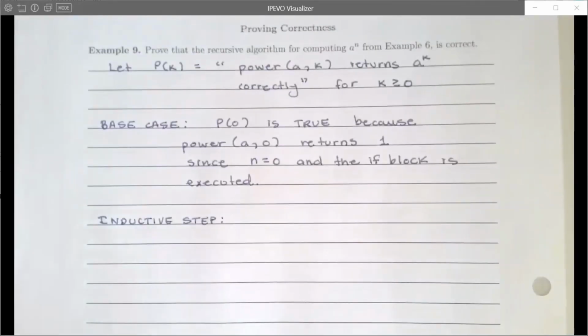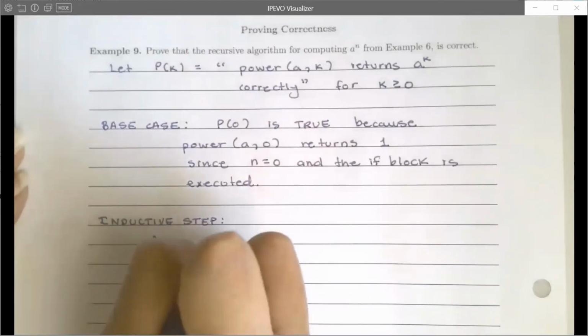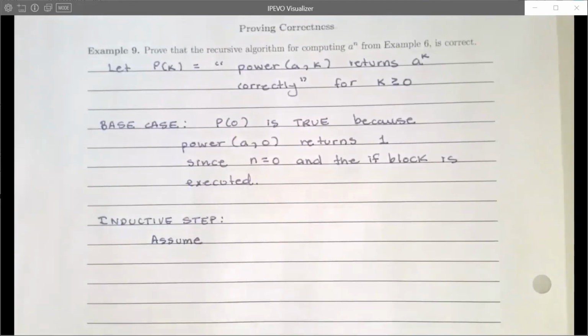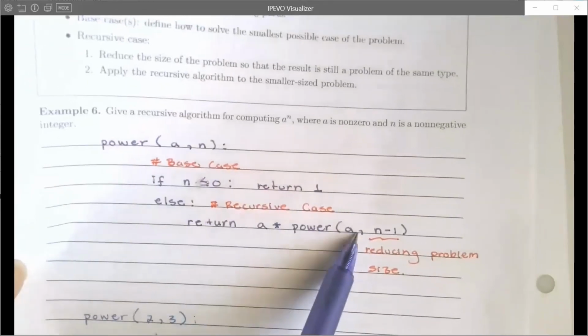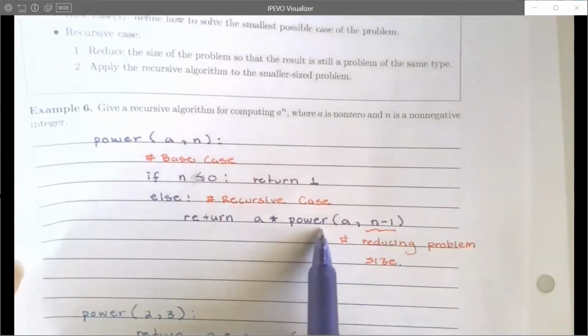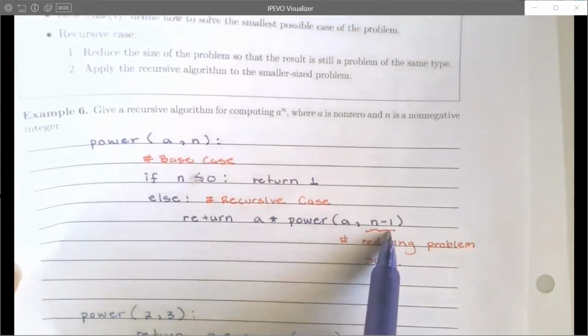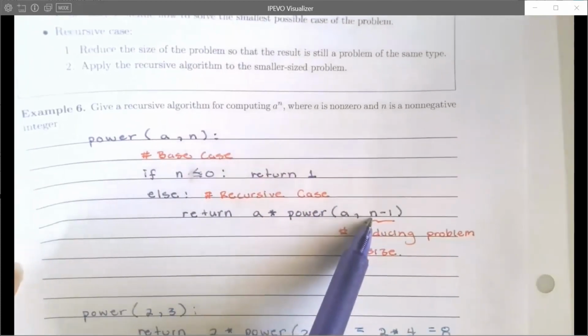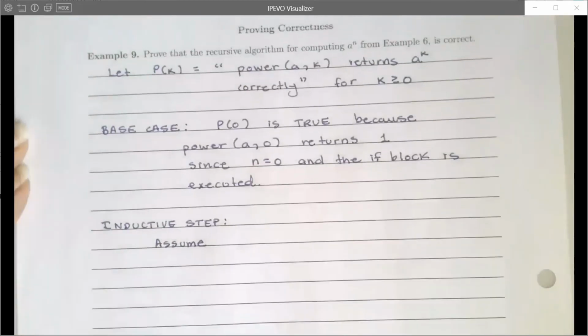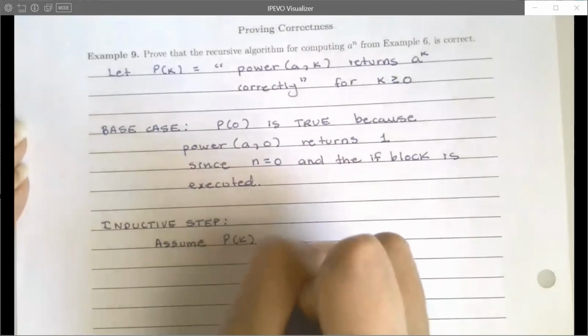We're going to make the assumption that P(k) is true for some non-negative integer k. Notice here we are using simple mathematical induction, not strong mathematical induction, because the truth of P(1) is reliant only on the truth of P(0), since power(a, n) is directly related to power(a, n minus 1), and not any other calls to power with smaller n. It doesn't depend on power(a, n minus 2) or power(a, n minus 3). So because it's directly related to the power before it, mathematical induction by itself is enough. Okay, so now assume P(k) is true for some integer k.